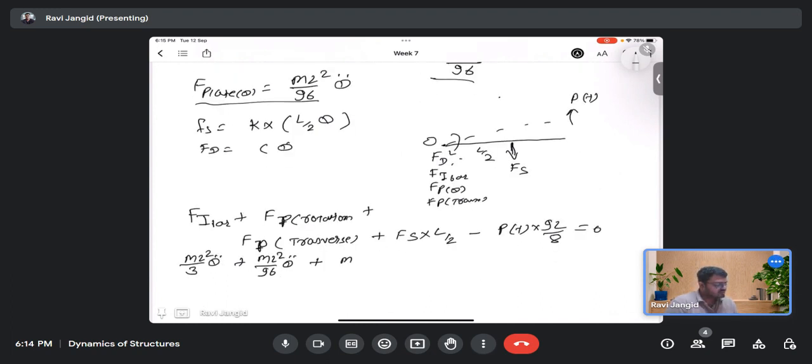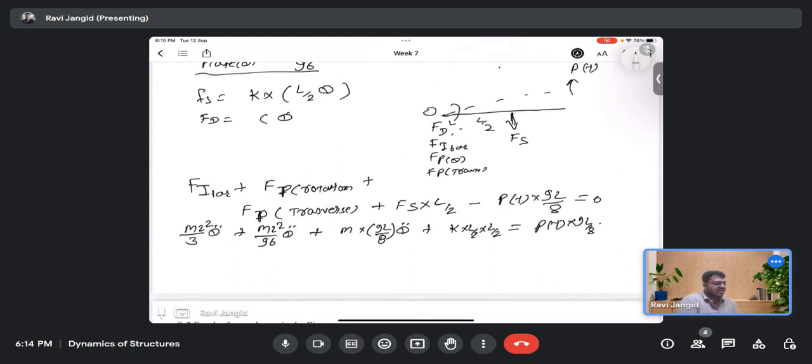That is m into 9L by 8 theta double dot, plus fs is the k into L by 2 into L by 2, and that is pt into 9L by 8. So can you solve it? Can you give me the final equation, like adding these terms for the theta double dot? This is simply kl square by 4. This is p into 9L by 8.